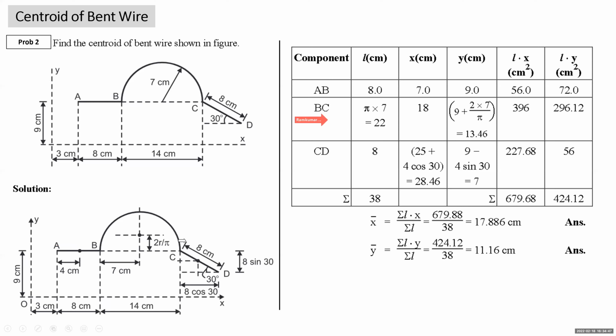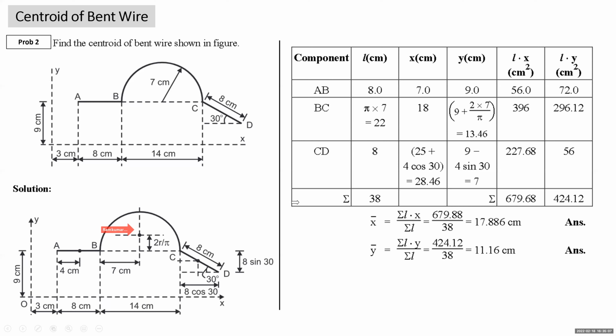Now BC length, arc length. Length is pi r, r is 7. You got 20. Now this is centroid of semicircular arc. This point is right of y-axis, x coordinate is positive, 3 plus 8, that is 11 plus 7, 18. Y coordinate is measured from x-axis. Is it above x-axis? 9 plus 2r upon pi.